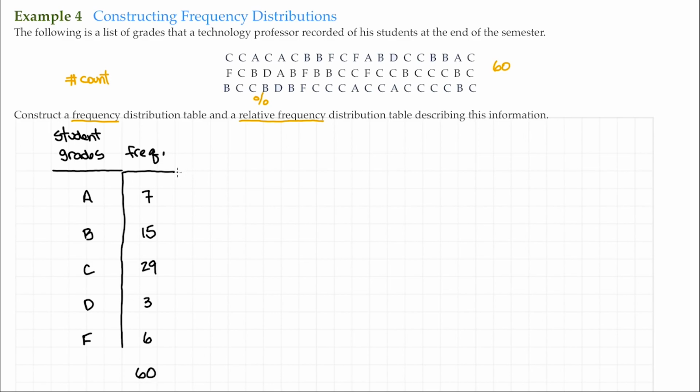Then we do the relative frequency. Now you don't have to count things up again. I'm just going to write relative frequency, shorthanding this. It's just a proportion or percentage of how many. So 7 of the 60 are A's. That's 11.67%. 15 of the 60 are B's. That's 25%.